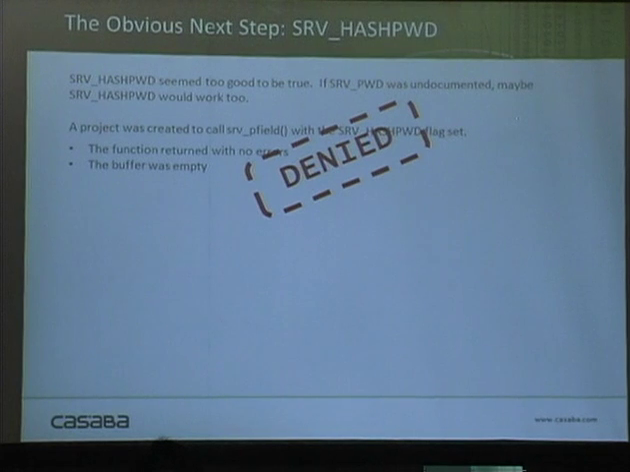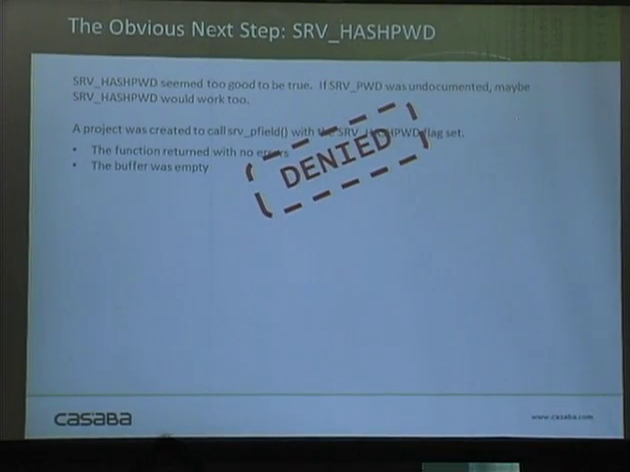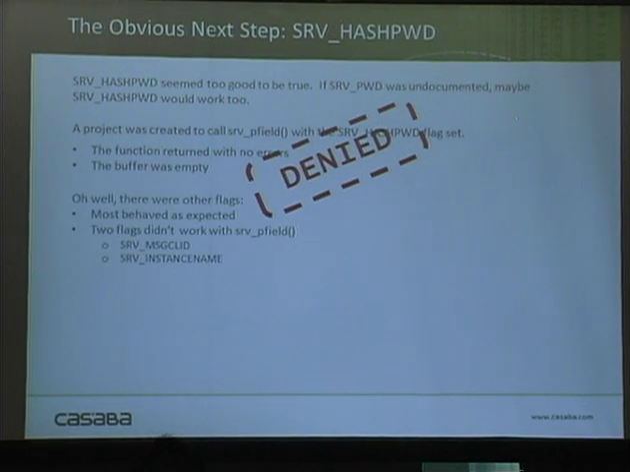So it did really seem too good to be true. So I instantly created a project to dump that hash in there, using the SRV hash PWD flag. The function returned with no errors, but no data was returned. So it was just kind of a failure all around, not happy times. But there were still other things within that header file that weren't documented that we had the ability to play around with.